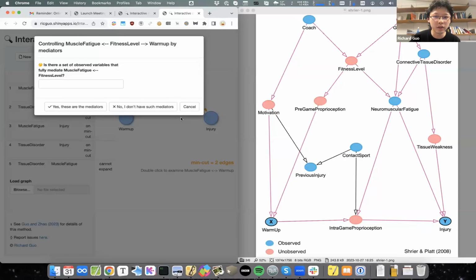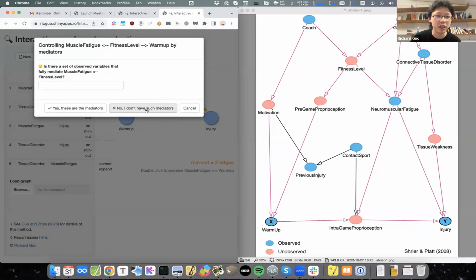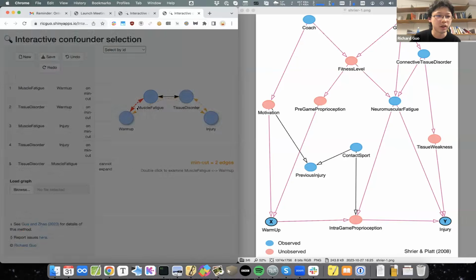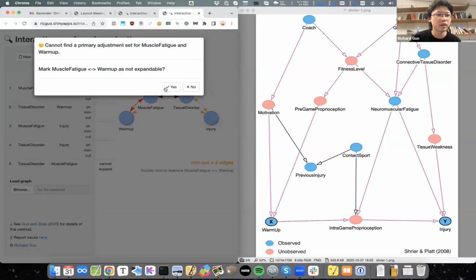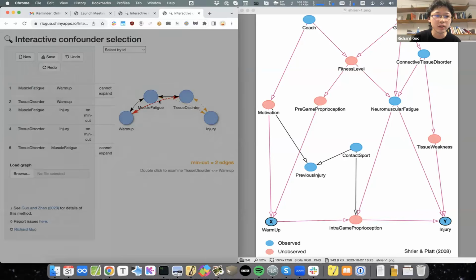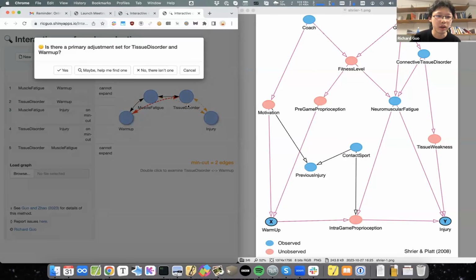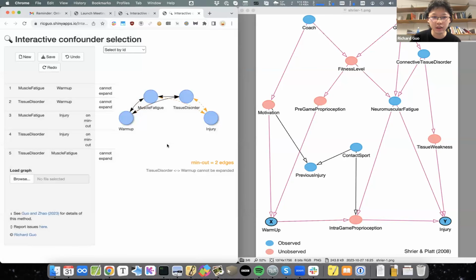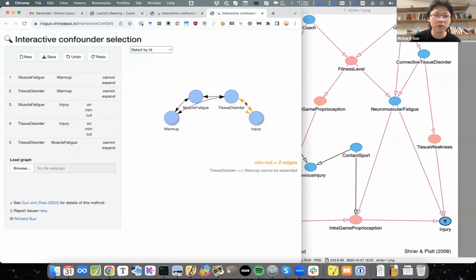Fitness level is not observed. And unfortunately, I don't have mediators to control the fitness level pathways to these two vertices. So I say no and no. So this edge is also not expandable. The same way, if I look at the edge between warm-up and tissue disorder, I think similarly there won't be a primary adjustment set. So my only bet insofar is to control simultaneously these two edges.